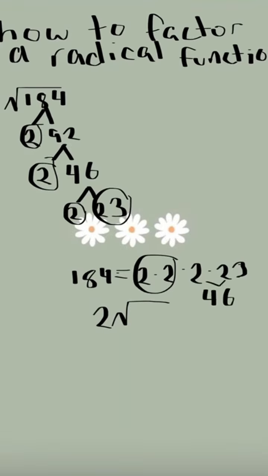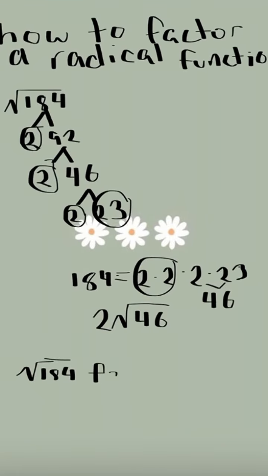Underneath, though, 2 times 23, they are not the same. That is not a square number, so you're going to put 46 on the inside. That is basically your factored form. It's super easy. So now we have the square root of 184, simplified and factored fully, is 2 square root of 46. So 184 factored is 2 square root of 46. And that's your answer. Easy.